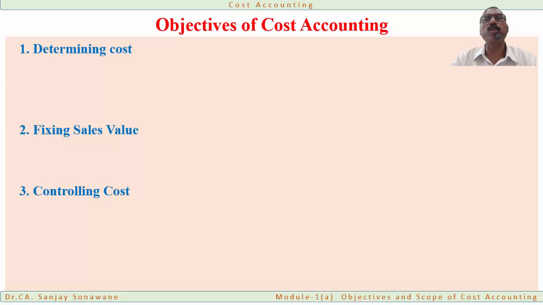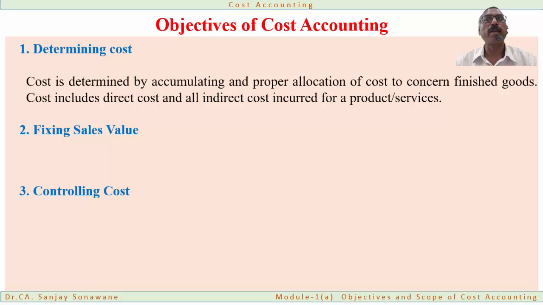The basic objective of cost accounting is to find out the cost of the product, because unless we know the cost of the product, we cannot decide a selling price. And once we know the various elements of cost, then we'll try to control the cost in future. Now with this, we are going for the objectives of cost accounting. Now let us study the first one, determining cost.